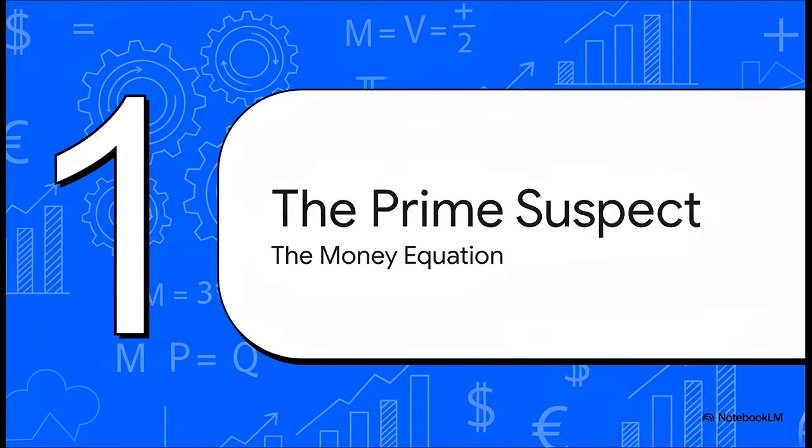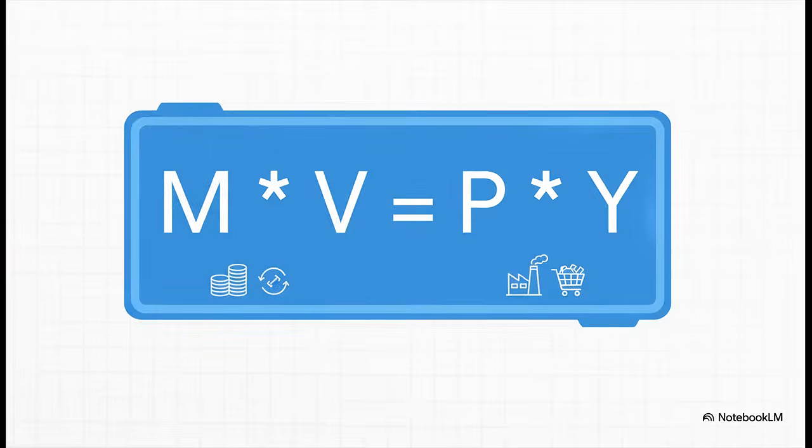Okay, let's get right to it with our number one suspect. The main theory that economists use to explain what really drives inflation in the long run is actually pretty simple, and it all boils down to one powerful equation. And this is it, the quantity theory of money. Now, I know it looks a little bit like something from a math textbook, but trust me, this thing is like the Rosetta Stone for understanding inflation.